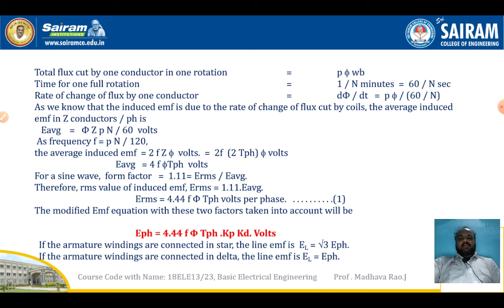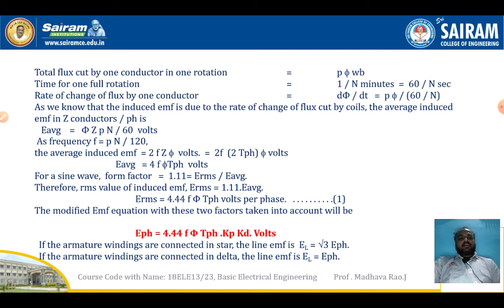The modified EMF equation with these two factors taken into account will be, so the total EMF in alternator, we have to consider the pitch factor and distribution factor. So finally EPH, induced EMF per phase, is equal to 4.44 F phi TPH KP KD volts, right?